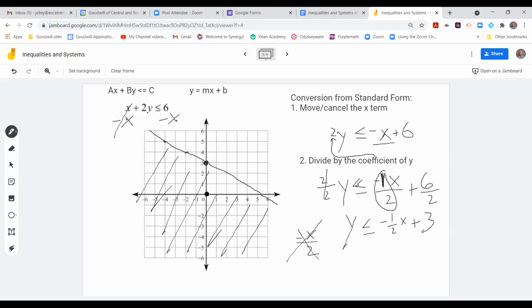Now in this case, if you use 0, 0 to test your conclusion, I can use the original equation or I can use my new equation. Why not use the original? Because it doesn't have a fraction in it. Well, this becomes 0 plus 0 less than or equal to 6. That's true. 0 is less than or equal to 6. And that's where I got the shading. The shading goes over the 0, 0 point. So that's the advantage of taking a point like that and testing it. We could choose any point that we want on the graph and do that test.